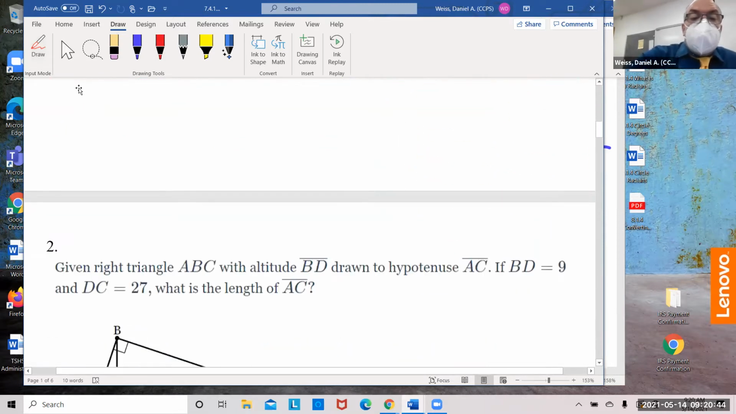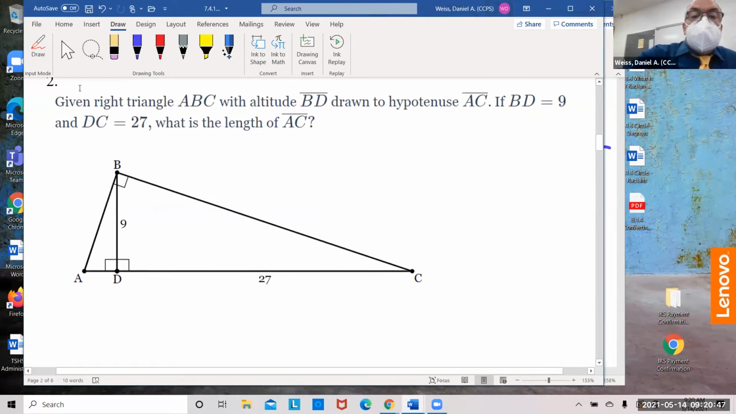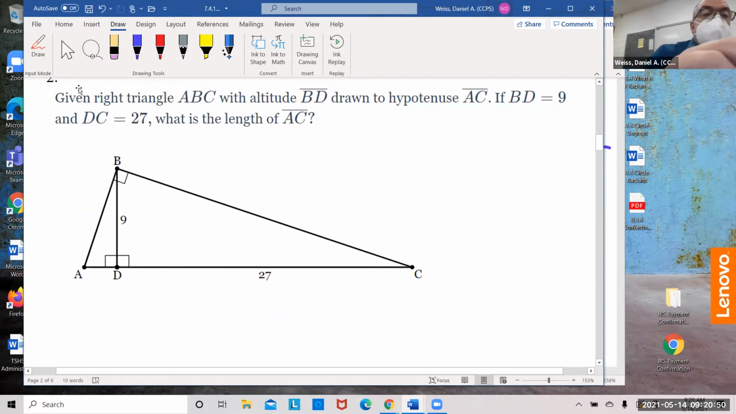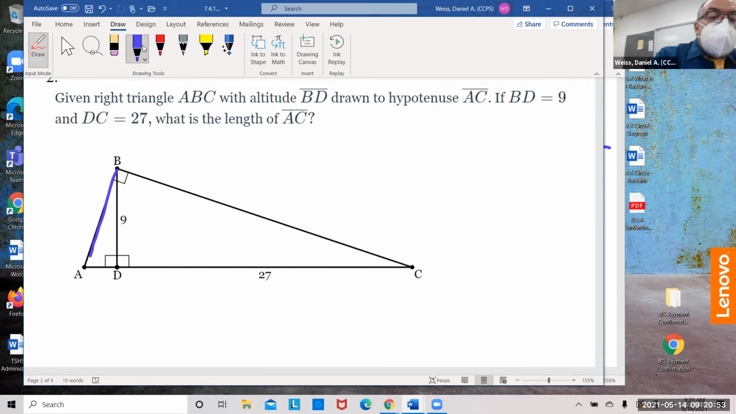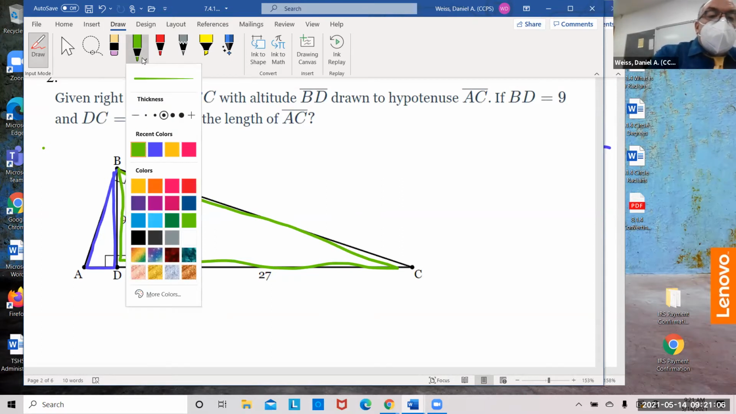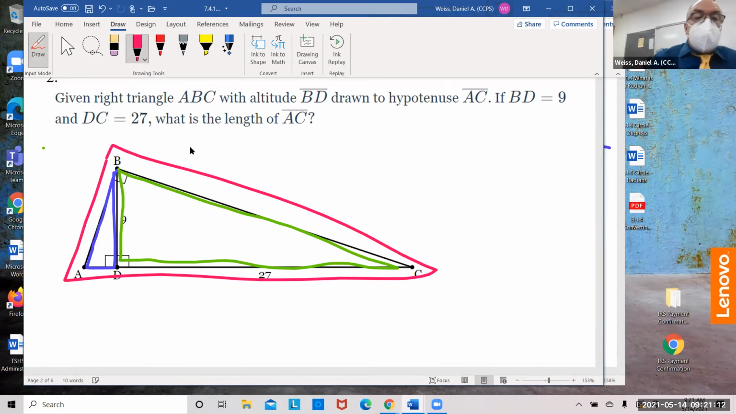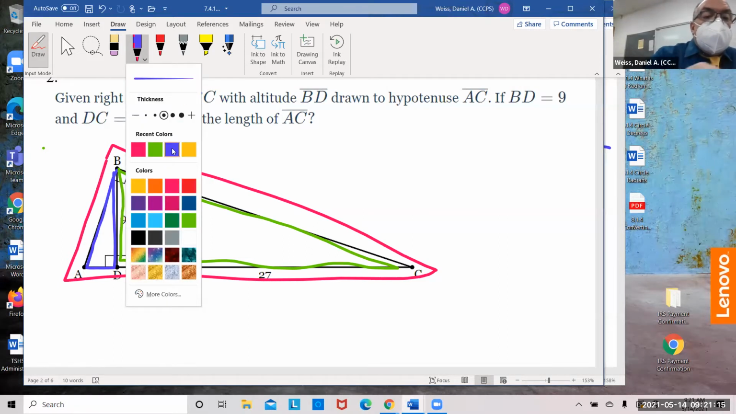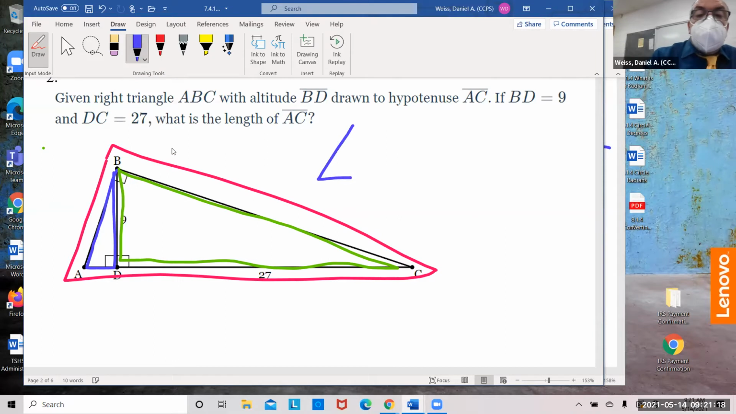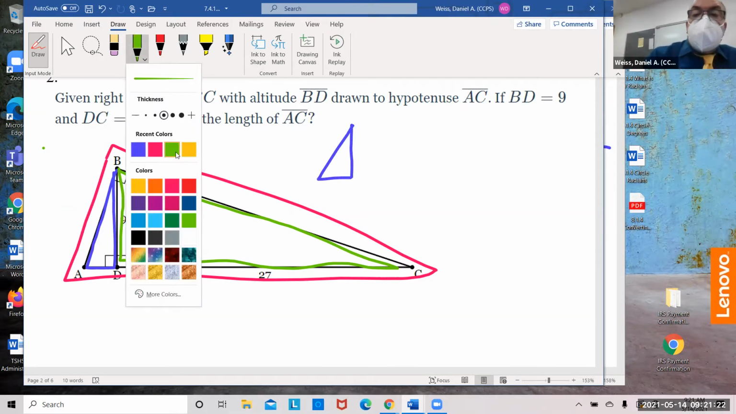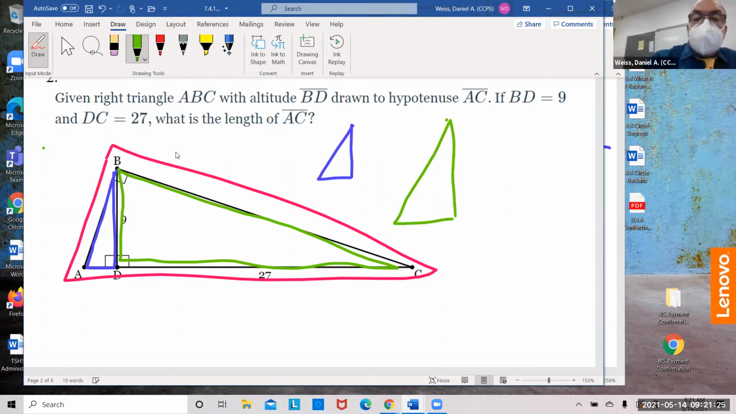Let's take a look at another one. Once again, I have three triangles. The small one. I have a medium one. And I have a large one, the entire thing. Okay, so I'm going to line these up. I have small. I have medium. I have large.